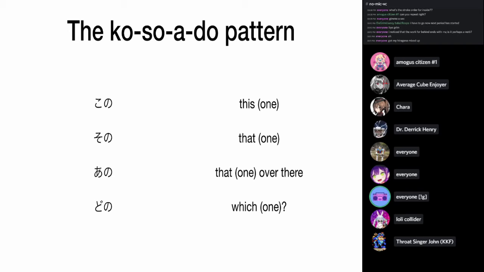So, and again, it's the same ko, so, a, do pattern. And so the words are kono, this one, sono, that one, ano, that one over there, and dono, which one. So there was a question, if you'll remember, from back when I first introduced the difference between dochi and dore, where I was asked, what would you use if you specifically wanted to talk about one object? And it's actually dono, rather than dochi or dore. When you have one of one object, you'd say dono.